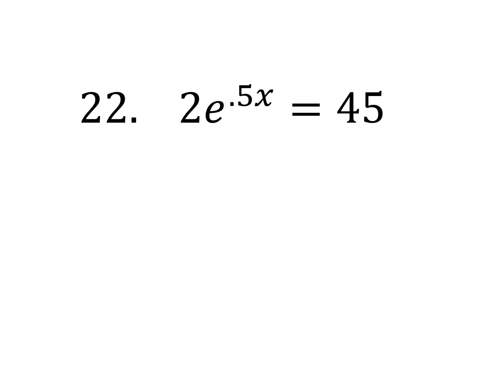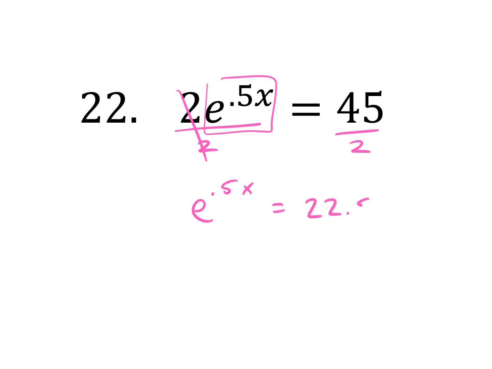Looking at 22, what should we do first? Divide by 2. We want to get e to the power of x all by itself. So we got to divide by 2 first. So e to the power of 0.5x equals 45 divided by 2, which is 22.5. What do we do next? We're going to take the ln of both sides. So ln of e cancels. We're left with 0.5x equals ln of 22.5.